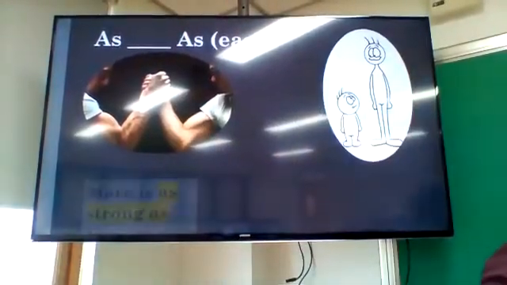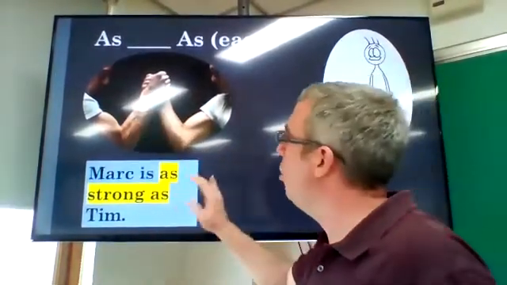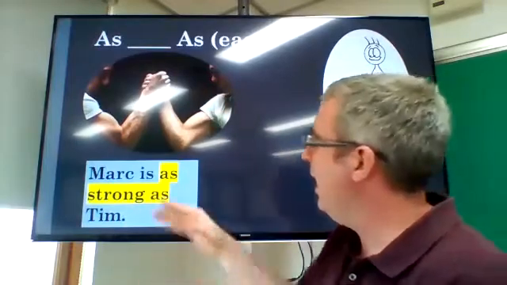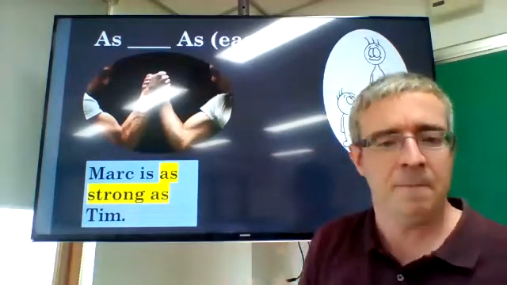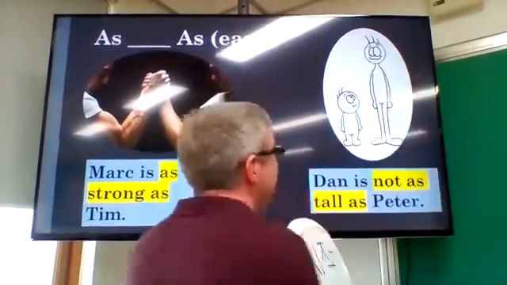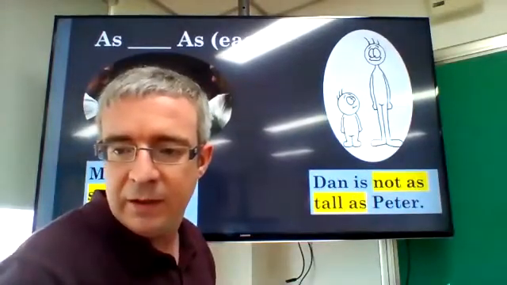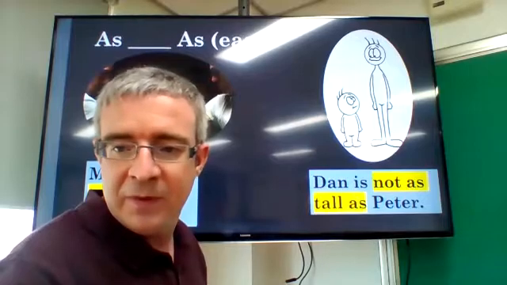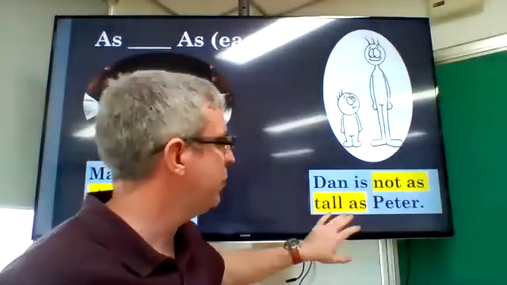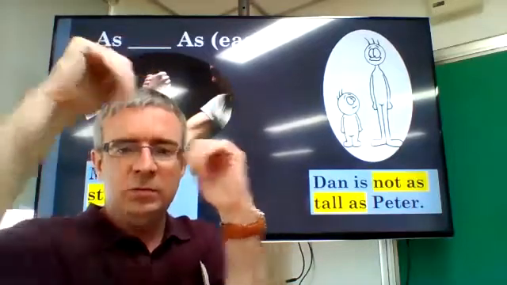Let's look at some examples. So, Mark is as strong as Tim. So they're as strong as, so they're the same. Dan is not as tall as Peter. So not as tall, not the same.